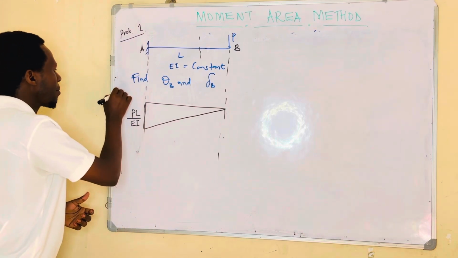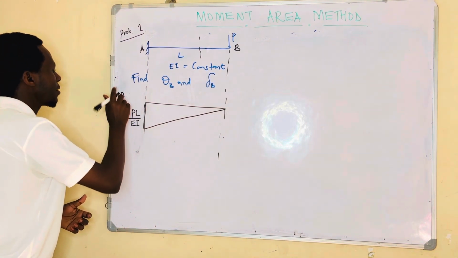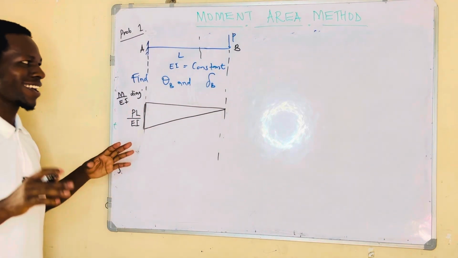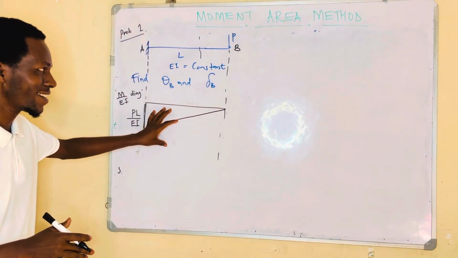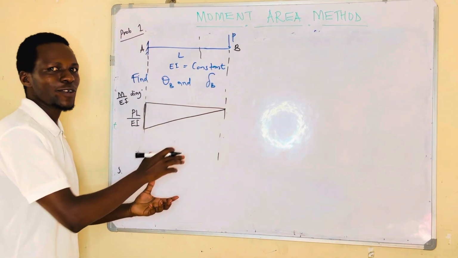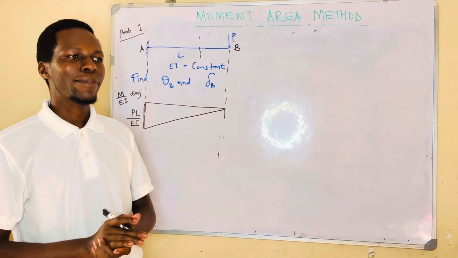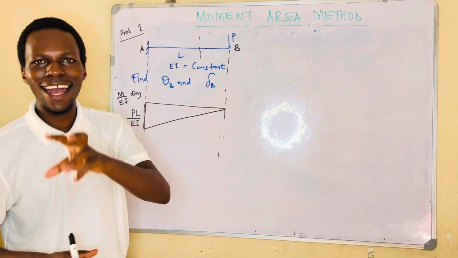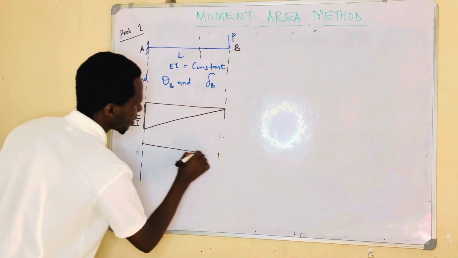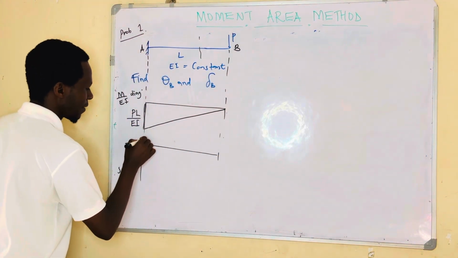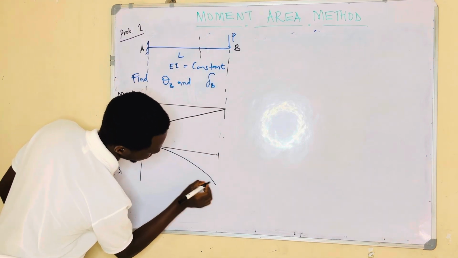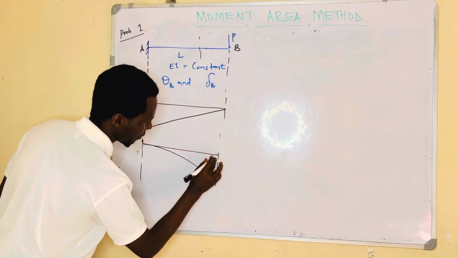So this is our M by EI diagram. Just from the look of it, if you find the area under this curve, you'll come out with the slope. According to the theorem we derived, if I draw the deflection of the elastic curve, and this is a cantilever, it will not deflect like this. It will deflect like this.